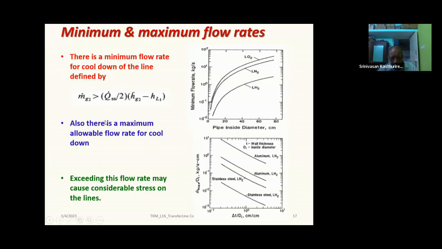And here on the plot, the maximum flow rate divided by the diameter of the pipeline is given, so it is kg per second per centimeter. It is plotted as a function of wall thickness divided by the inside diameter, that ratio. As you can see here, the maximum flow rate value also decreases with delta T by Di. So this is the arrangement you are seeing.